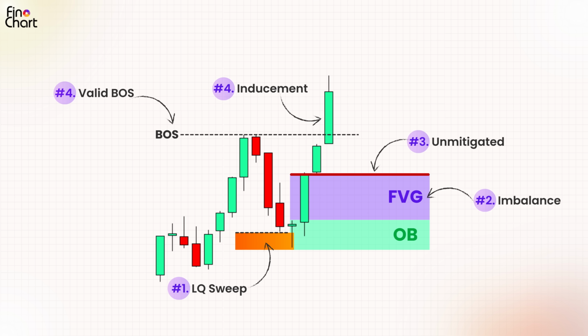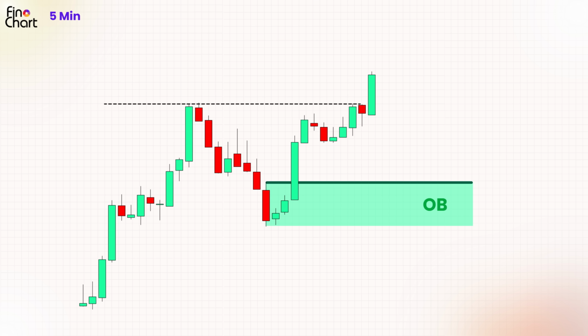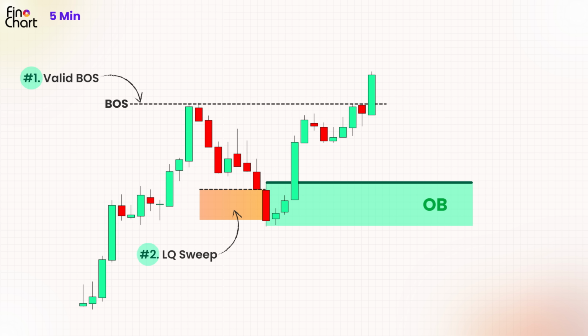Let's now look at how to actually enter trades using order blocks. Here's a 5-minute chart. After the open, price moves down and then creates this type of price action, breaking above the swing high, which gives us a valid break of structure. Now, when price makes a strong move upward from below, the last bearish candle broke below the previous candle's low, sweeping the liquidity beneath it.